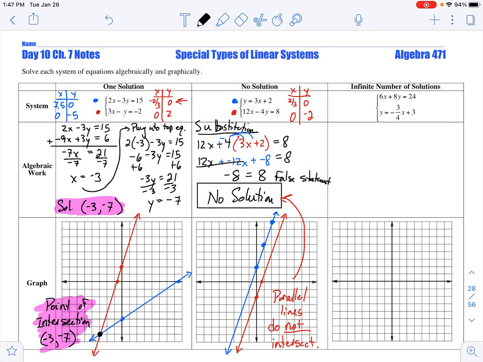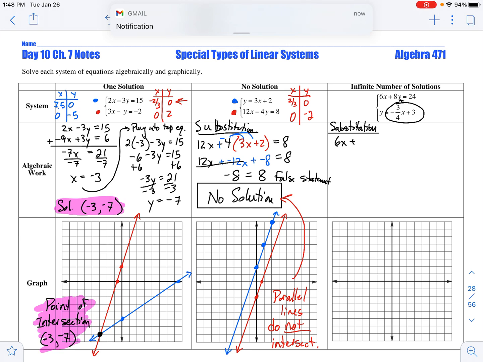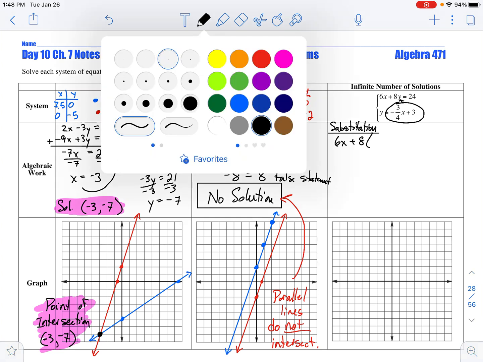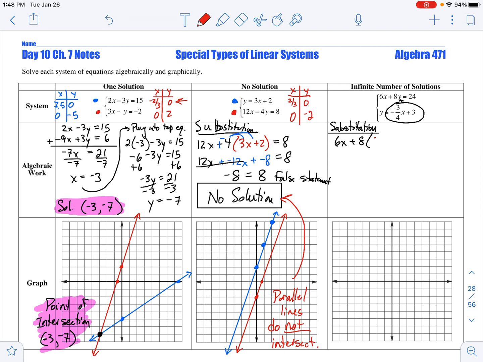Let's look at the third example here. The third example here, again, I'm going to use substitution. I'm going to take what y is equal to and plug it into the top equation for y. I'm going to put a note here on the side that reminds us we are doing substitution. I will make sure that I substitute in for y this time. And we get 8 times, I'll do that in a different color just to make it more visually appealing.